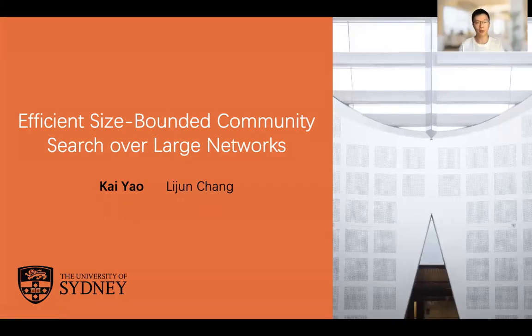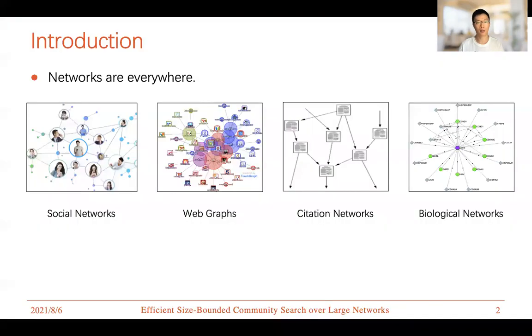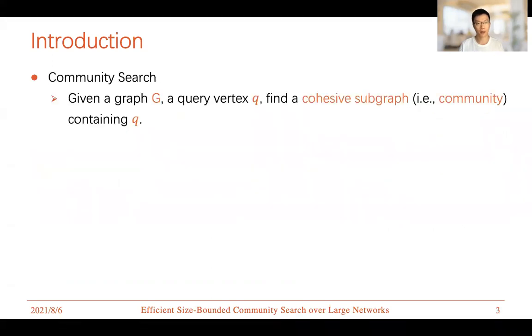It's my pleasure to present our work, Efficient Set-Bounded Community Search over Large Networks. Networks are everywhere, like social networks, web graphs, citation networks, and biological networks. Community search is a fundamental problem in graph mining.